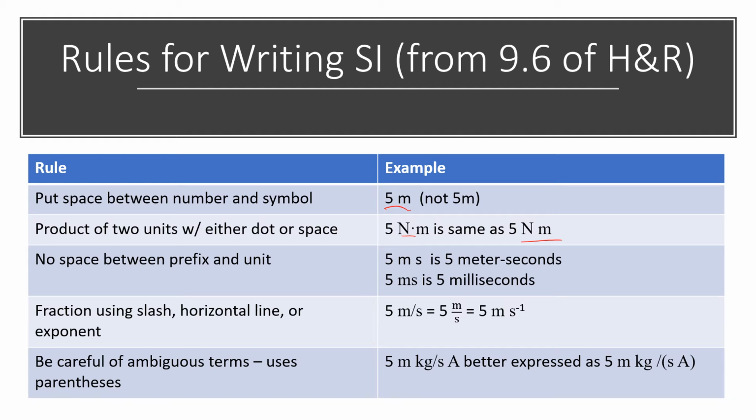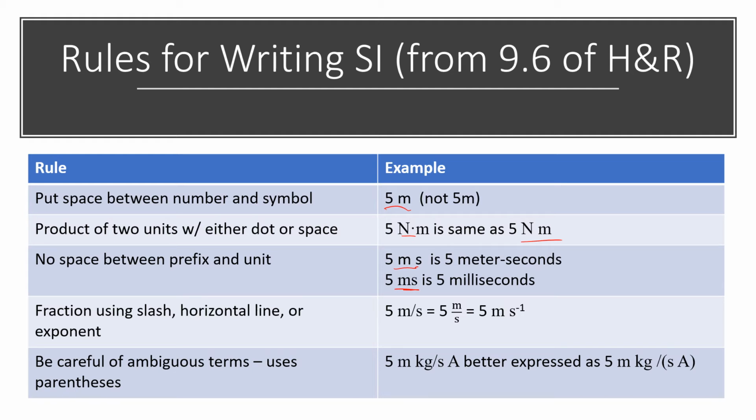So be careful. If you don't put a space, like this, then the M becomes a milli, and S would be seconds. But if you put a space like this one, this is an entirely different thing. This is essentially 5 meters product times seconds. The product, a meter in seconds.